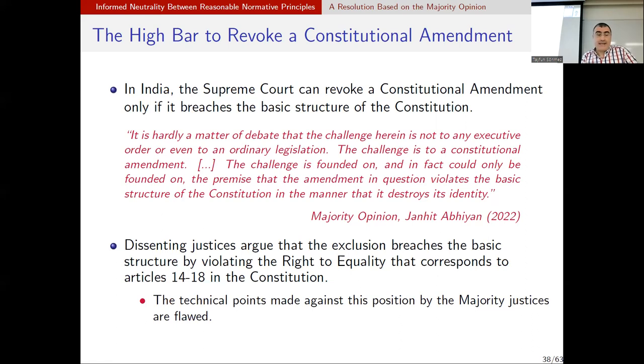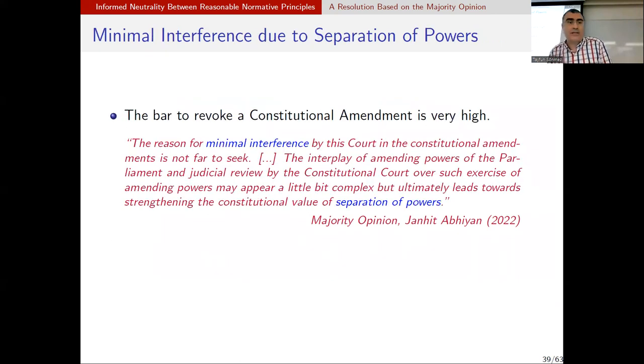Now, dissenting justices argue that the exclusion breaches the basic structure by violating the right to equality. The majority justices make some technical arguments, but I argue that these arguments are not correct. The following point of the majority justices makes sense though. Because of the separation of powers, the majority justices explain their hesitation to make too many changes as follows.